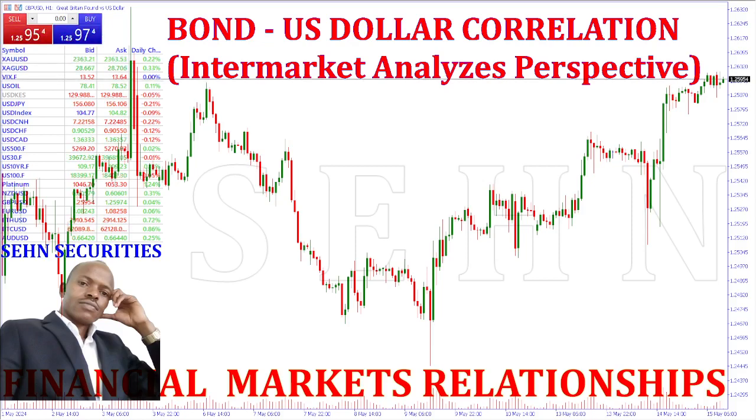As we conclude, we have to mention that the relationship between bonds and the US dollar is a fundamental aspect of intermarket analysis that forex traders should exploit for profitable trading opportunities. By understanding how bond yields influence the dollar and incorporating this knowledge into their trading strategies, forex traders can anticipate market movements, manage risks, and capitalize on trends.